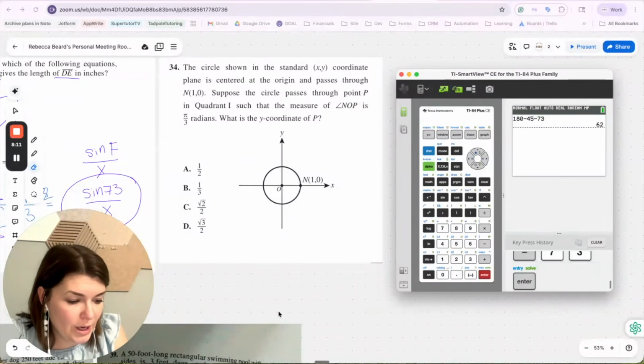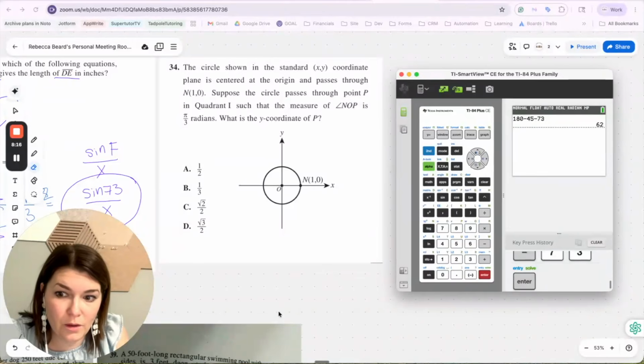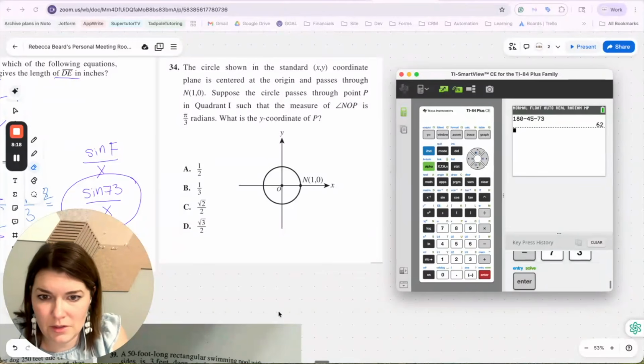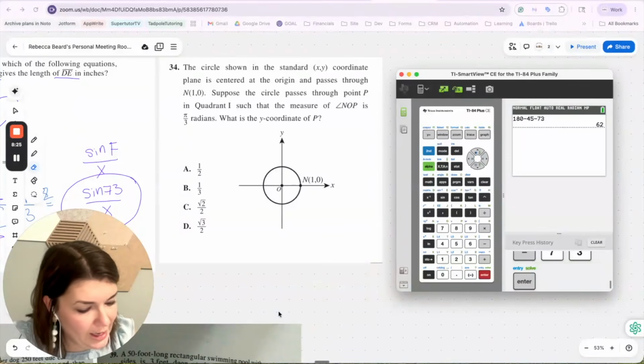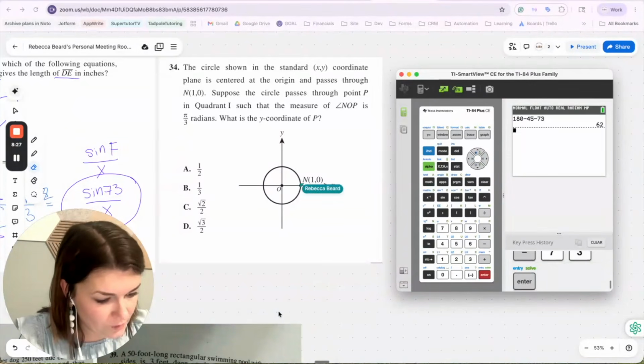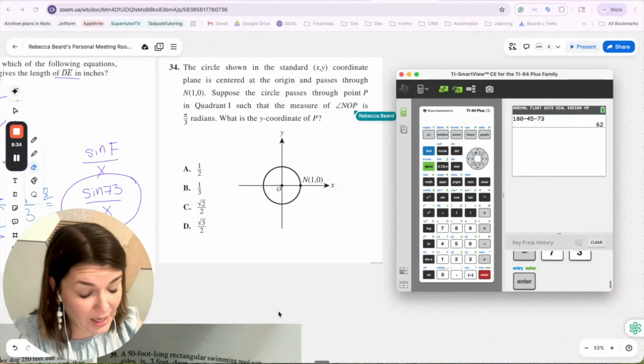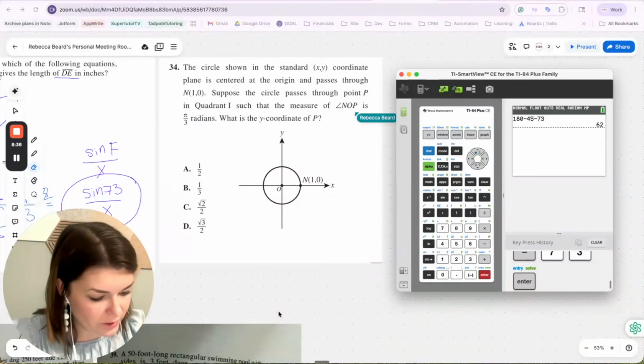So let's try to eliminate and kind of boil down what this is actually looking for before we get in a panic because of unit circle. And if you don't know what the unit circle is, hang with me. We are not doing a unit circle crash course. So we have this point right here, and then it's asking such that the measure NOP is going to be pi over 3 radians. So let's think about it this way.